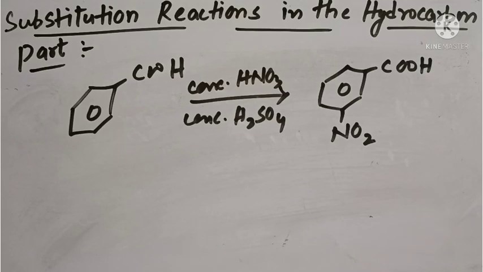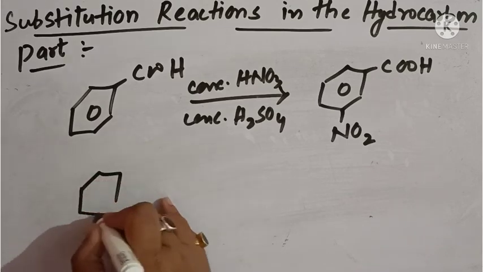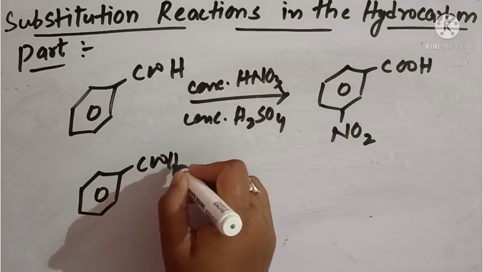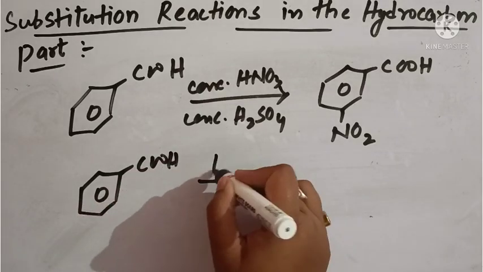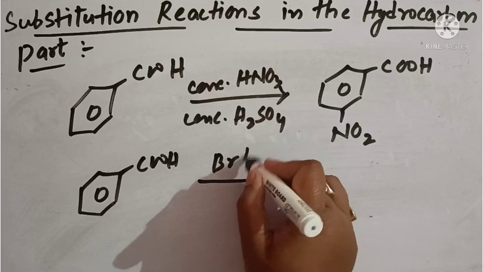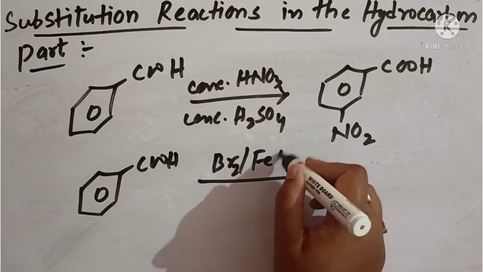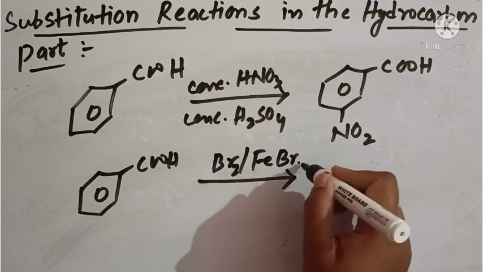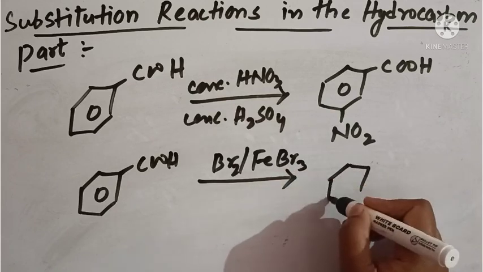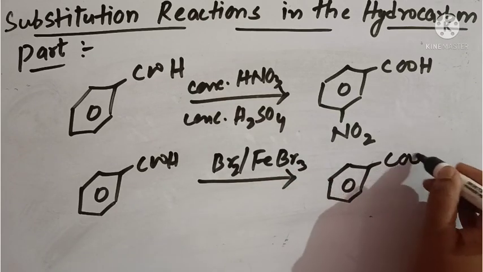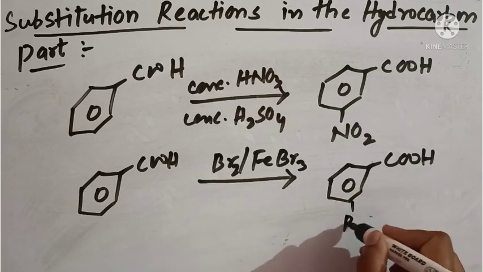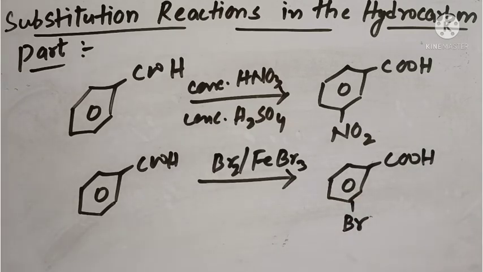Similarly, in halogenation, the halogen atom will get attached at the meta position. Here I am taking Br2 in the presence of a Lewis acid catalyst, FeBr3. It will give you the meta product, meta bromobenzoic acid. So these are the different electrophilic substitutions.